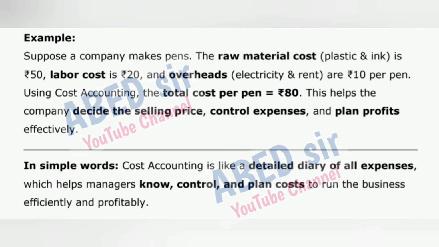Example: suppose a company makes pens. The raw material cost, plastic and ink, is 50 rupees, labor cost is 20 rupees, and overheads, electricity and rent, are 10 rupees per pen. Using cost accounting, the total cost per pen is equal to 80 rupees. This helps the company decide the selling price, control expenses, and plan profits effectively. In simple words, cost accounting is like a detailed diary of all expenses, which helps managers know, control, and plan costs to run the business efficiently and profitably.